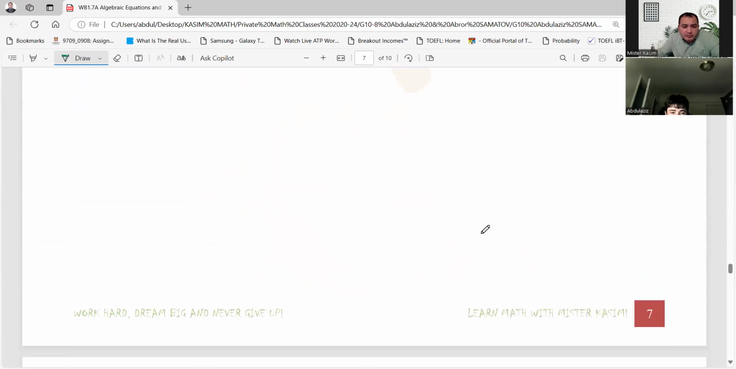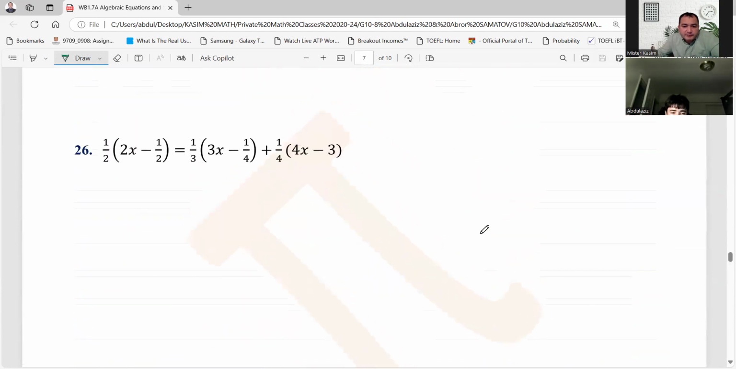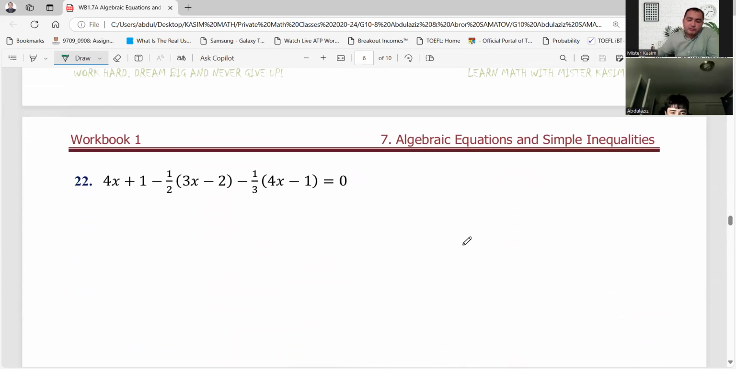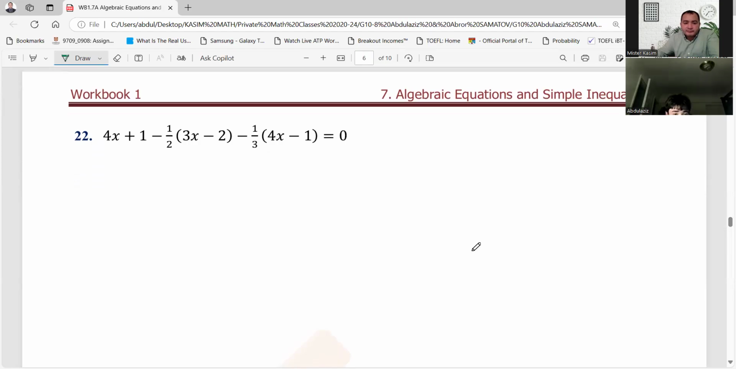Here we have how many questions left? Abdulaziz, the last question, and we'll practice some word problems. Can you solve this 22 step by step? Okay, I'll give you 2 minutes, and after that, we'll practice word problems. All right, 2 minutes, 22. Open parentheses and simplify, and that's it.